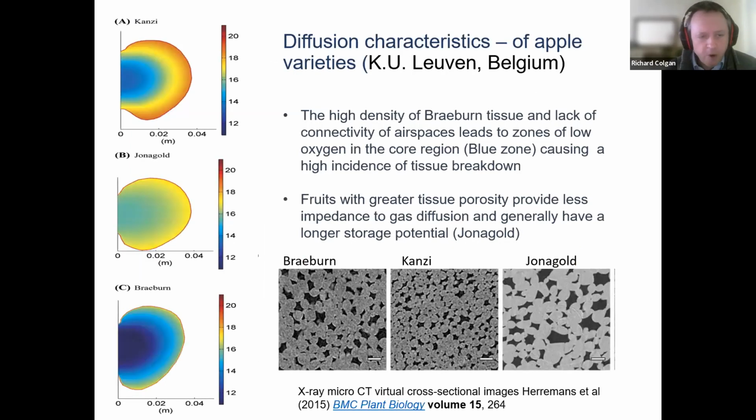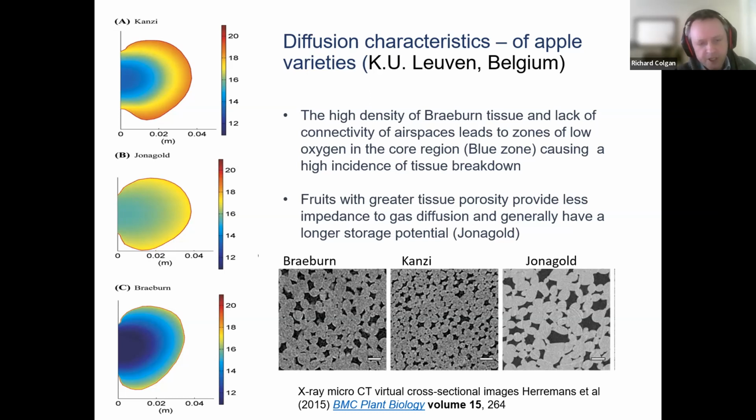So this is actually not my work. This is work done at the University of Leuven in Belgium, but it's published work. They were looking at using some very extensive X-ray CT scanning of different varieties, Braeburn, Kanzi, and Jonagold, where they were looking at the air spaces in the fruit, but not only the air spaces, but how the air spaces were connected.